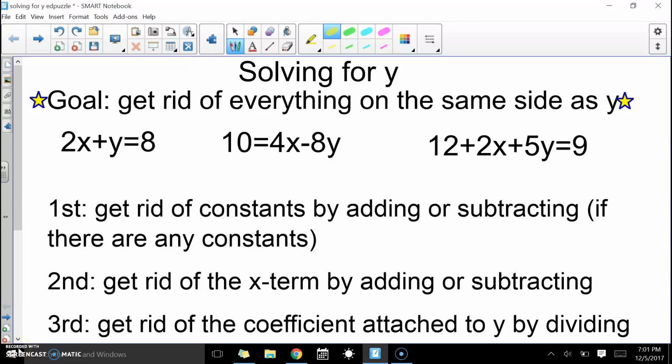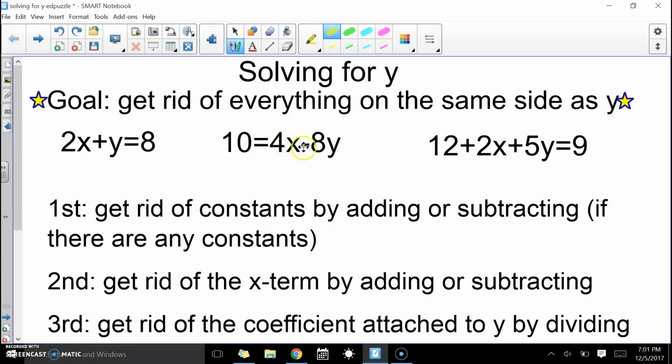Okay, so this video is going to show you how to solve for y. It's the same thing that we've been doing, but now we have another term attached to y. So the main goal of solving for y is to get rid of everything on the same side as y. So in this case, for this problem right here, we would get rid of the 2x.